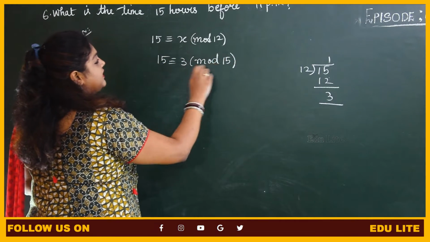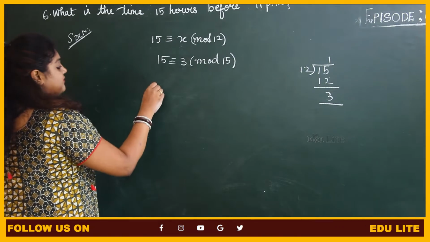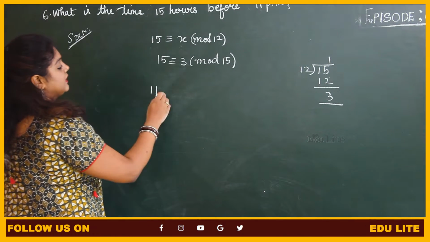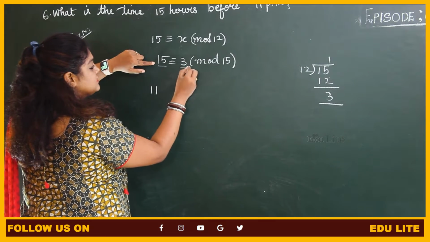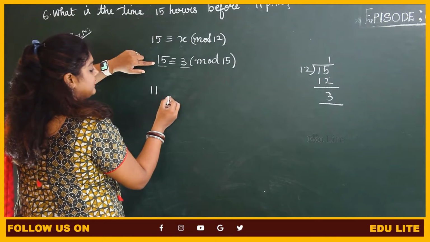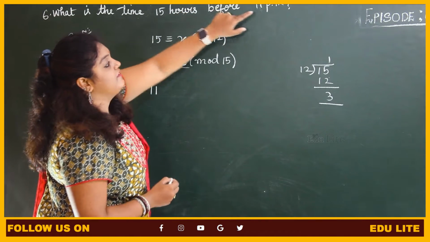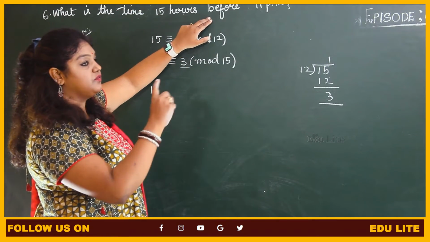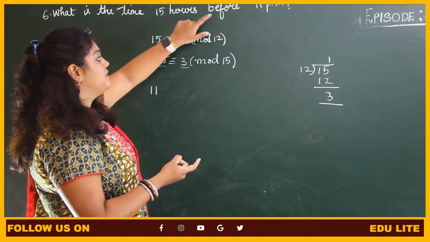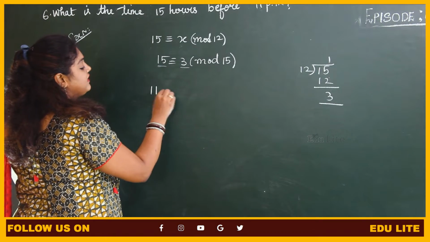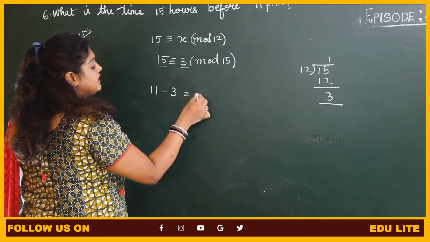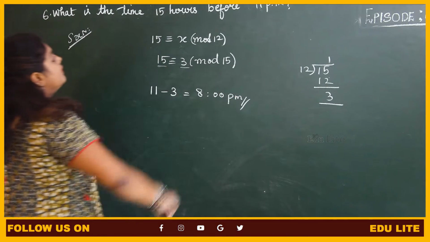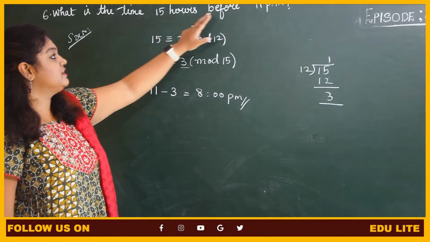So what we have to find is 15 hours before 11 p.m. For 15 hours we got the remainder as 3, before 11 p.m. In the previous problem it was asked as after, so we added. Now it is given as before, so we have to subtract: 11 minus 3 gives us 8 p.m. So the time 15 hours before 11 p.m. is 8 p.m.